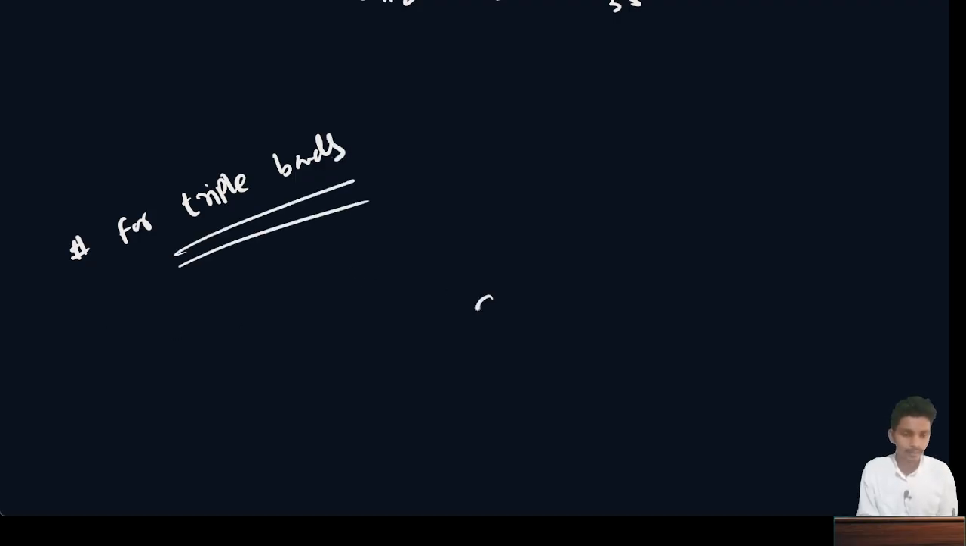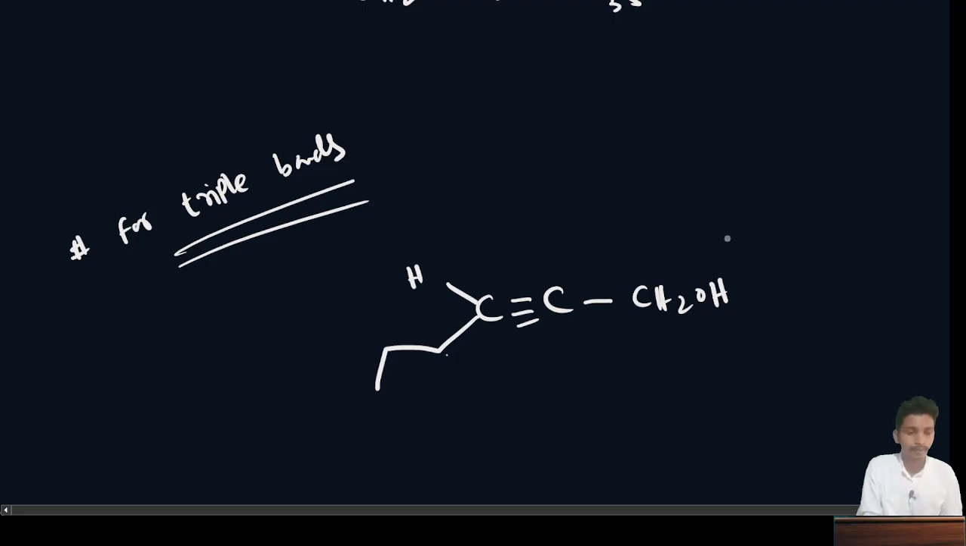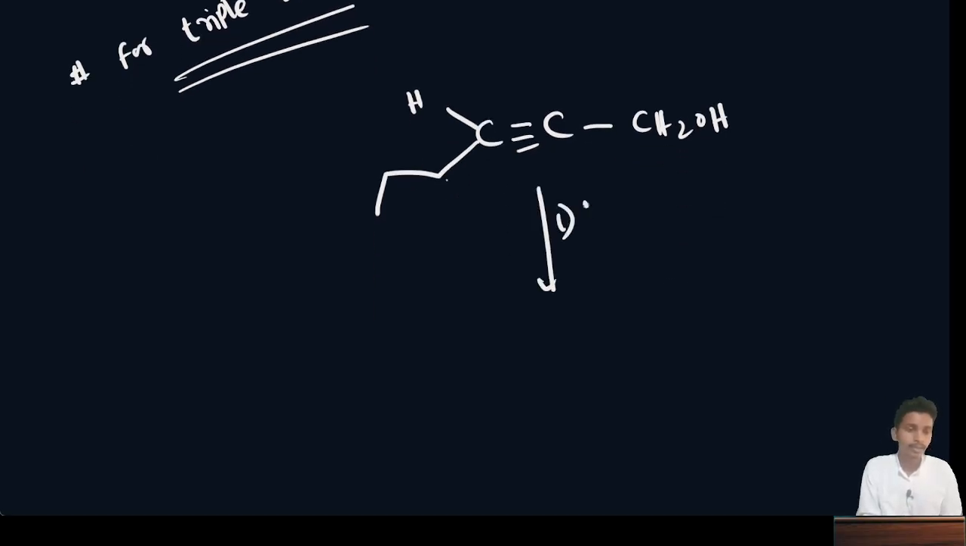Another case is if it is a triple bond. For triple bond cases, let's say we have this triple bond. In that case, if you have an alcohol group adjacent to the triple bond, with hydrogens, and let's say you have groups 1, 2, 3, any groups. Now we are giving this to lithium aluminum hydride, and then we are giving hydrolysis.